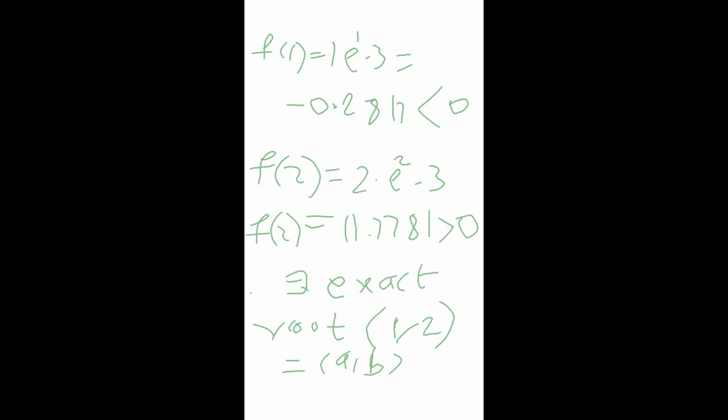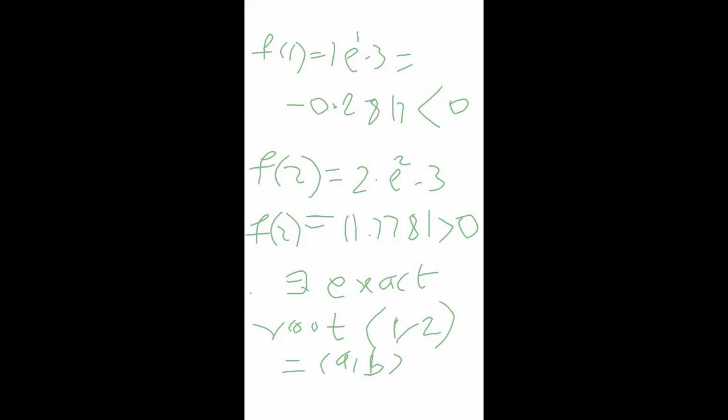Finish up to this step. Okay, so ab is equal to 1 comma 2.